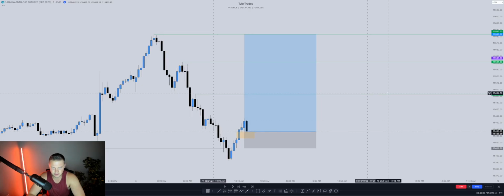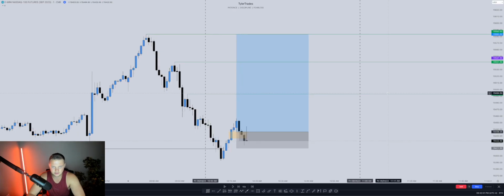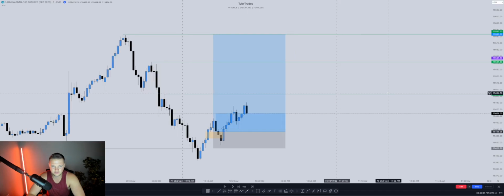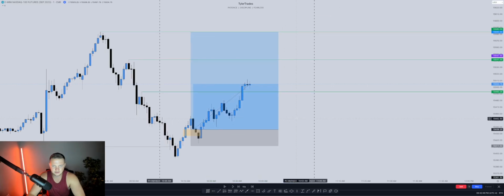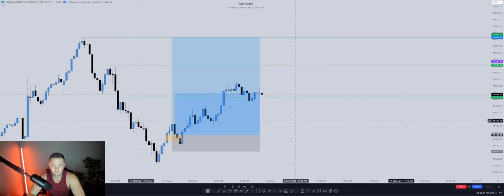It looks like price comes down, just barely taps that entry right there. Let's see if it shows respect to it or if it's actually going to sell off and continue lower. Looks like so far so good. There we go. So TP1 got hit right there. That's great. And then let's see if we do end up working all the way up.